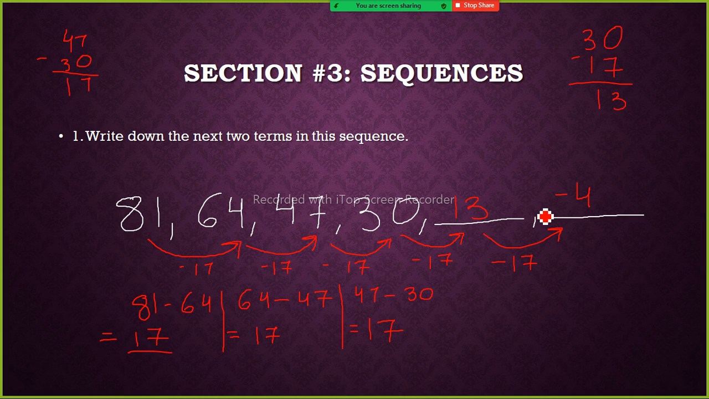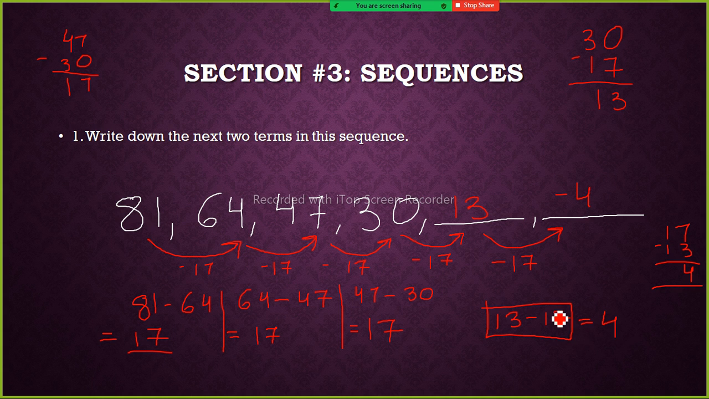Now this one I have to explain. So if we look at it, 13 minus 17. The way you do this is you actually do 17 minus 13, and then you add the negative sign. So what is 17 minus 13? That's 4, right? Yes, sir. So the answer is 4.